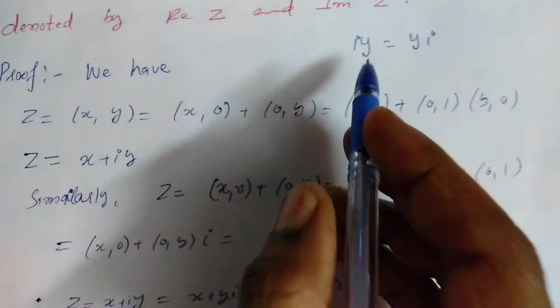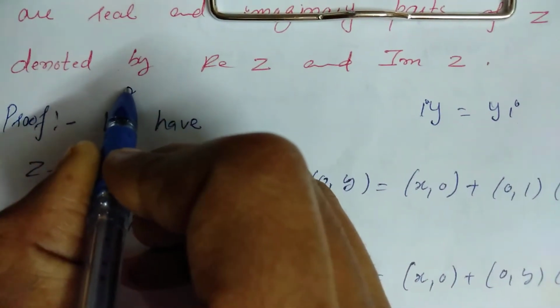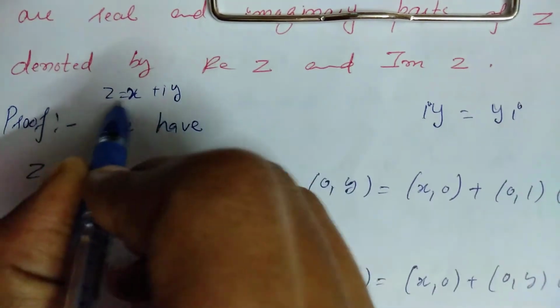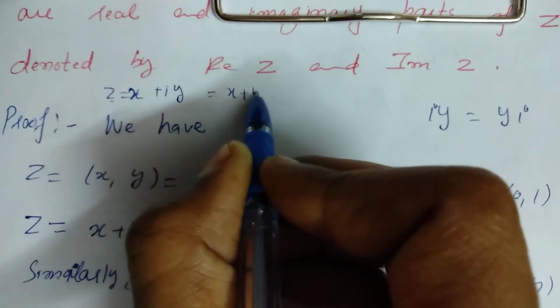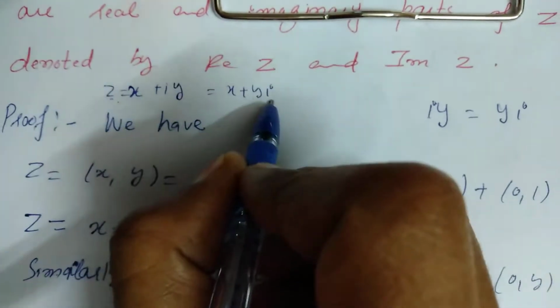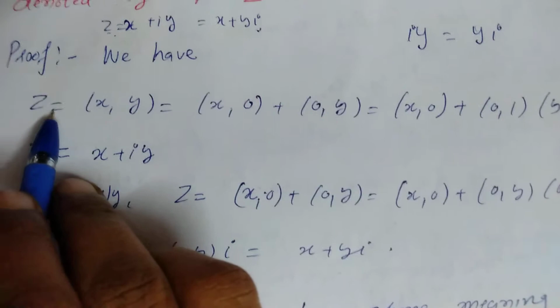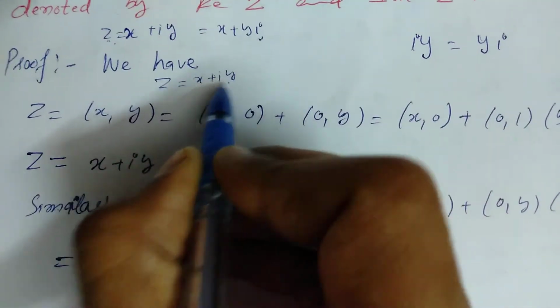So to prove this property, we will try to prove that for a complex number z, which is x plus iota y, the same number can be written in the form x plus y iota. The two complex numbers are equal. For this we are starting with value of z. Here what is z? Z is x plus iota y.